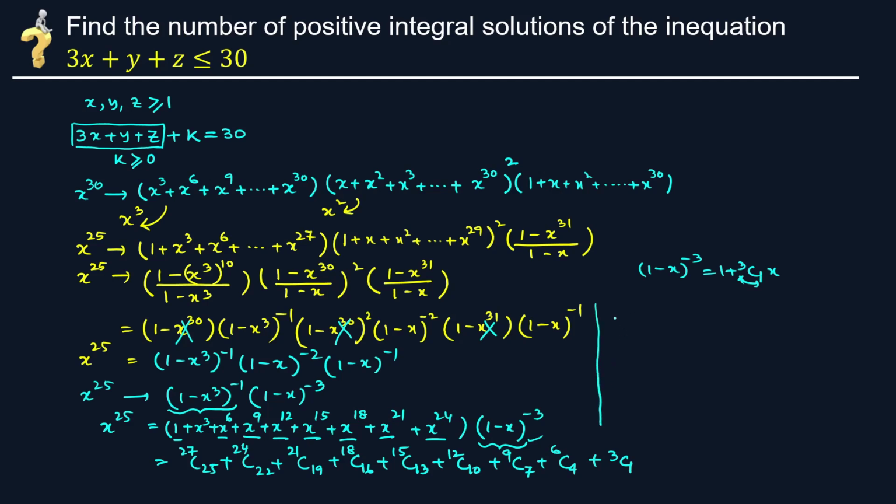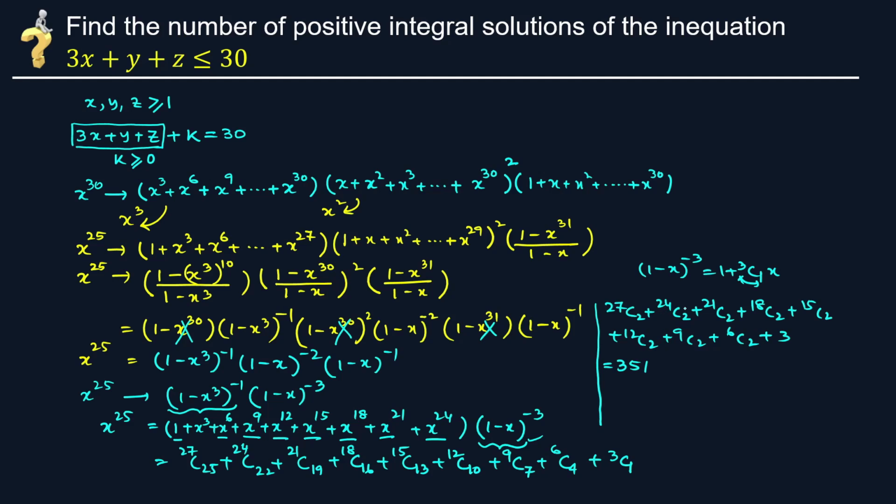Let me just do it here. 27C25 is basically 27C2, plus 24C2, 21C2, 18C2, 15C2, 12C2, 9C2, 6C2, plus 3C1, that is 3. So we are actually having 27C2, which is basically 27 into 26 divided by 2. That gives us 27 into 13. So it is 351.